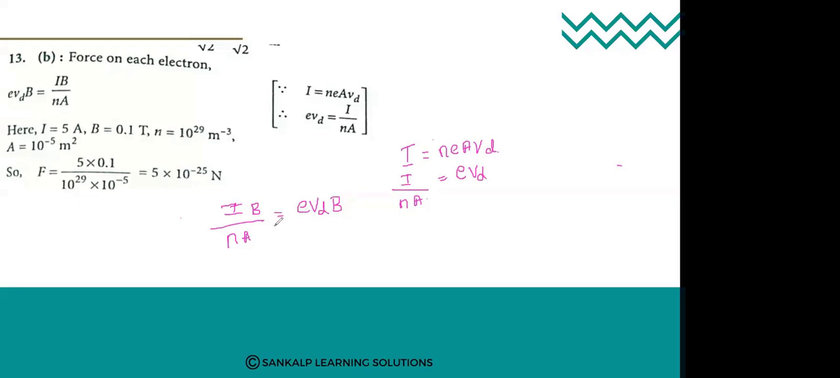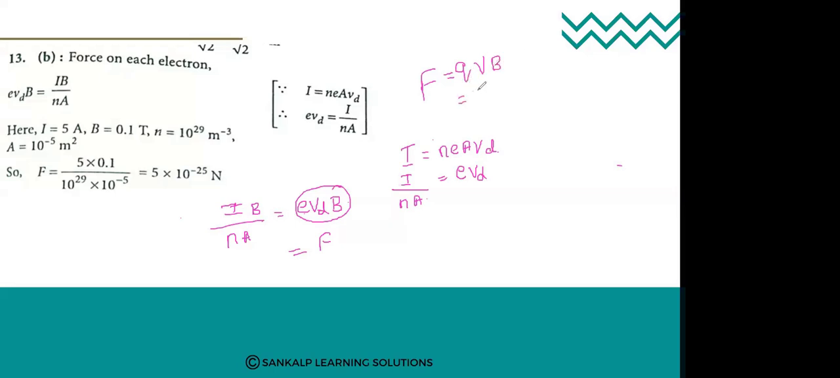So why are we multiplying on both sides? Because the expression you are seeing here, EVD into B, is nothing but the force on the charge. I'll tell you how. The magnetic force due to a charge, whether electron, proton, or anything, is given by QVB.